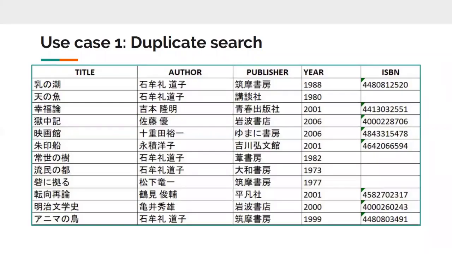The first use case for automation is duplicate search. Suppose you have a list of gift books like this. The file contains the title, author, publisher, year, and ISBN of the gift books. You might want to consider acquiring these books if they are not held at your institution. So you will need to do a duplicate search. But if the list is long, like 5,000 titles long, it will take months to complete the duplicate search.